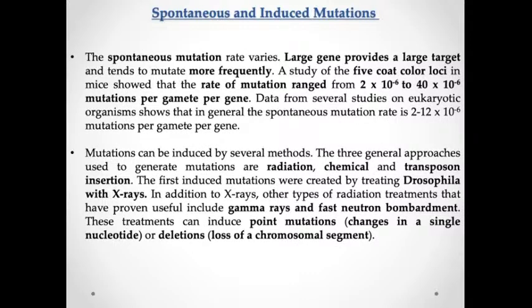Spontaneous mutation rates vary. A large gene provides a large target and tends to mutate more frequently. On the other side, induced mutations could be made by several methods. It could be done with the help of radiation, chemicals, or transposon insertions. The first induced mutations were created in Drosophila with X-rays. In addition to X-rays, other types of radiation treatment have proven useful, including gamma rays and fast neutron bombardment. These treatments can induce point mutations or deletions also.